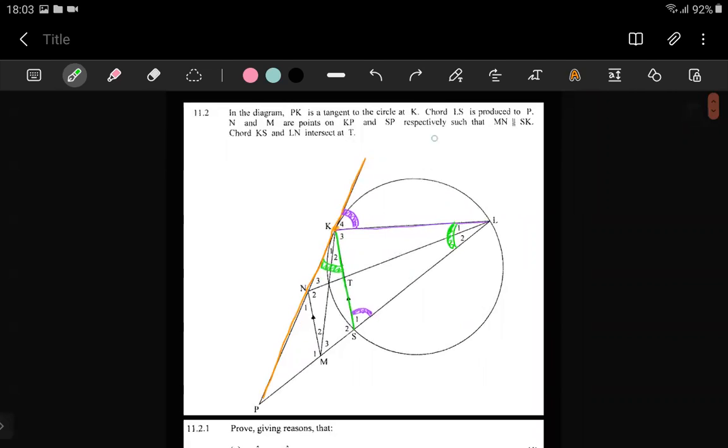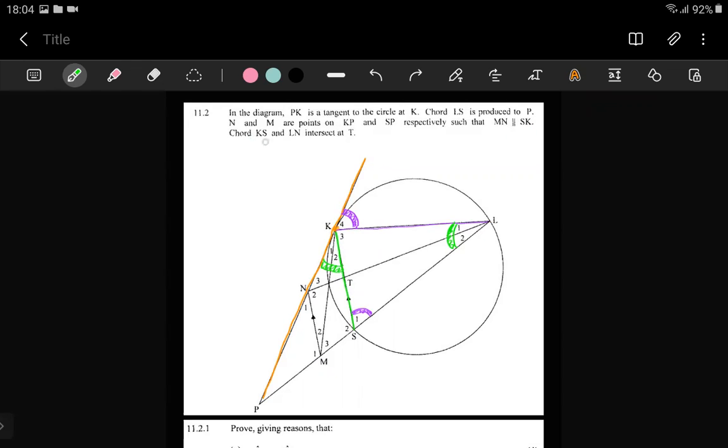They may be helpful. It then says here, M and N. Where is M and N? M and N are points on KP, and SP respectively. So M is on SP, N is on KP. And then it says here such that MN is parallel to SK. So MN is parallel to SK.